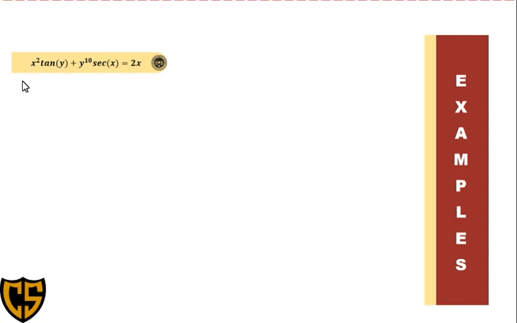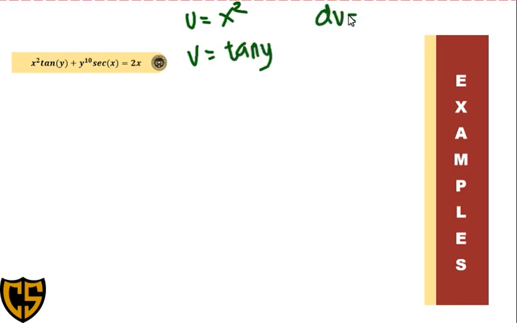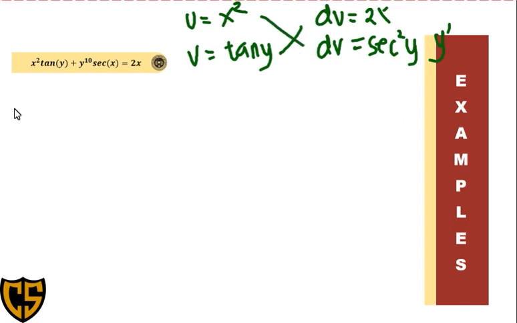Okay? For the first term, we will have u and we will have v. u is x squared. v is tangent y. Then we will have du, which is 2x, and dv, which is the derivative of tangent, secant squared y. But this time we are differentiating with respect to y, so we will add y prime. Okay, cross multiply, we will have v du, u dv.